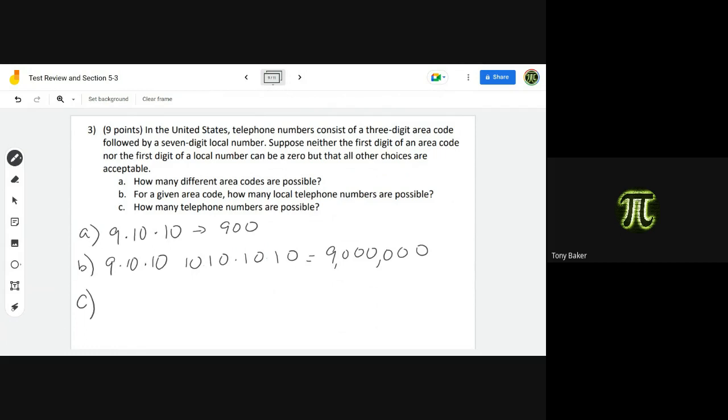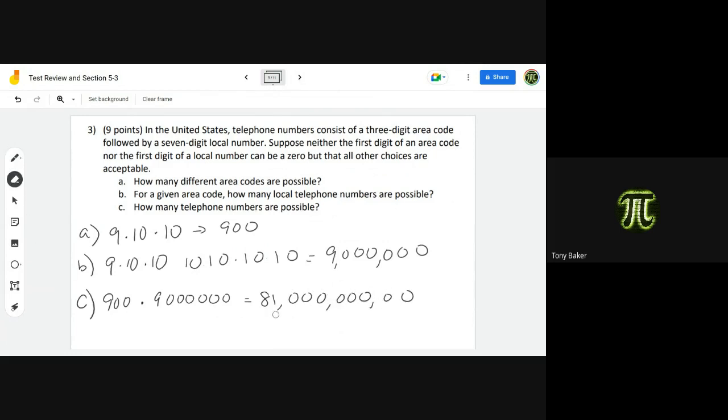How many different phone numbers are possible? You do not have to go through and do the whole thing out again. You can just multiply those 2 numbers that you have. So it's 900 times 9 million, which is 81 and then 1, 2, 3, 4, 5, 6, 7, 8.